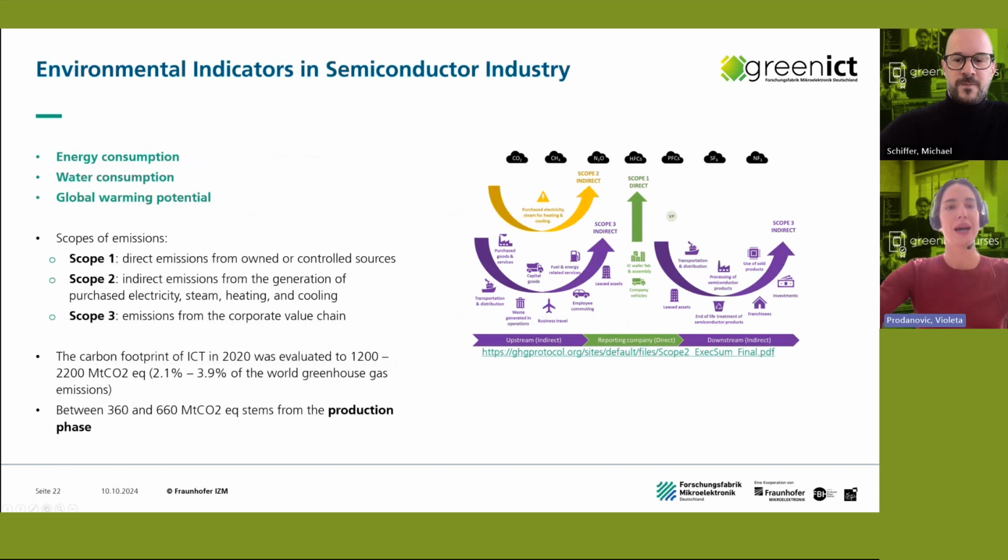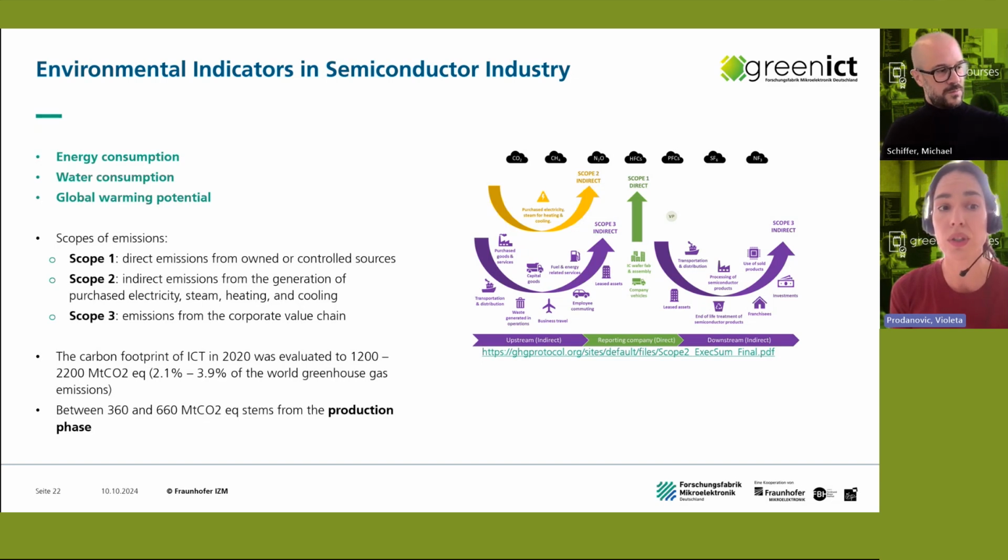I will start by saying a bit about the environmental indicators used in general, but in this case in the semiconductor industry. The most important three, which do not give the complete picture but do give a pretty good overview, are energy consumption, and a little bit more informative than that, the primary energy demand, which also contains information on the conversion and transmission efficiency of electricity generation. Water consumption, of course, the total amount of water intake and recycled water, and then global warming potential, which is usually quantified in kilograms of CO2 equivalent.